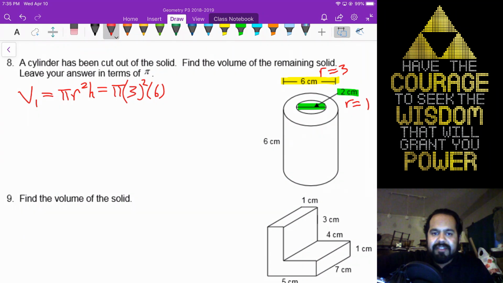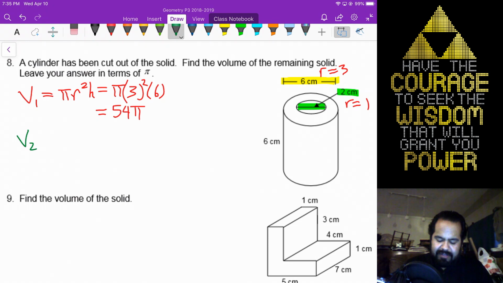All right. So 3 squared is 9. 9 times 6 is 54. And then, of course, don't forget your pi's. Volume 2 is going to be our inside cylinder. Again, same formula. So that's going to be pi times 1 squared times 6. So that's going to be 6 pi.